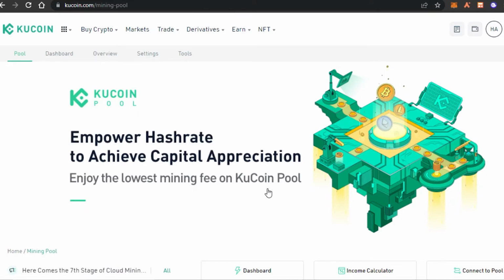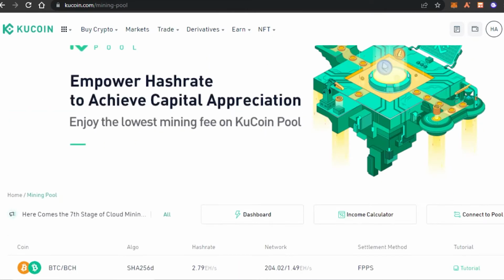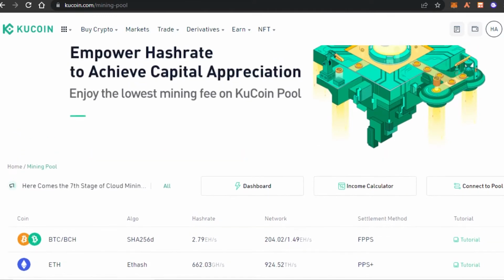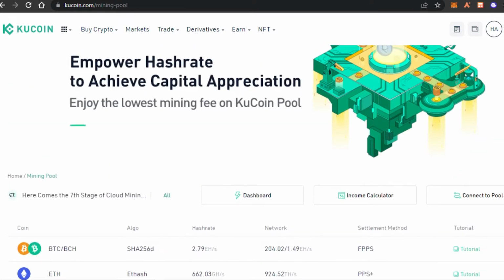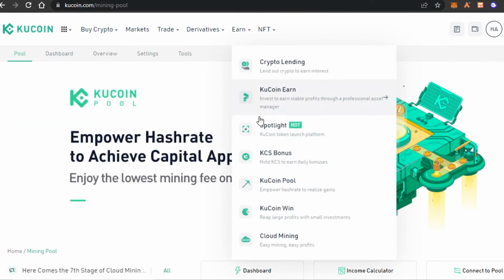KuCoin Pool. KuCoin Pool is actually to empower hash rate to achieve capital appreciation. What you can do is you can enjoy the lowest mining fee on KuCoin Pool. So the coins available right now are BTC and Ethereum. So you can actually mine coins on hash rate, not the real price, right? And then we have our networks. You can check out the network settlement method and tutorial as well if you want to. So this is a mining pool available by KuCoin that allows you to make money. You earn gains through it. That's how you're making money here. You are gaining profit. You're saving a lot of money through this platform.